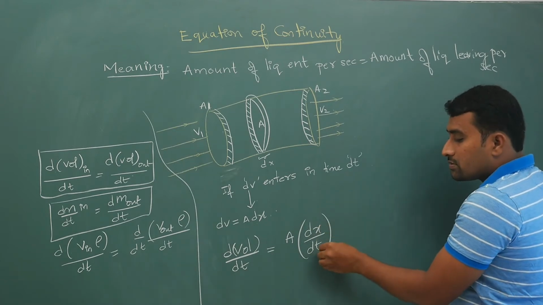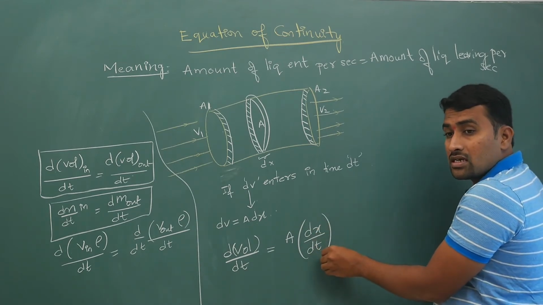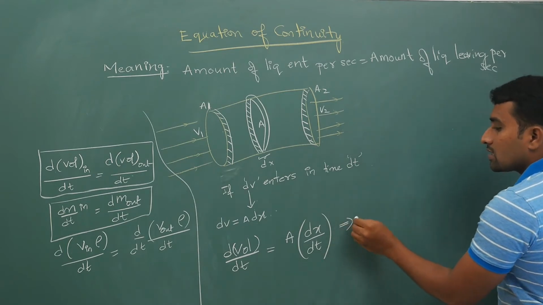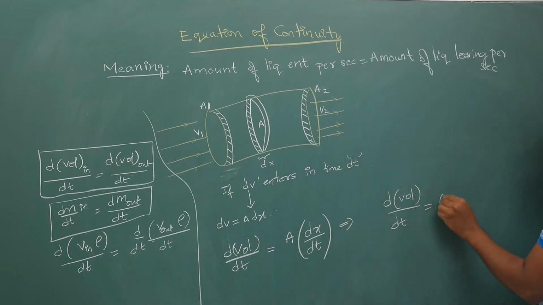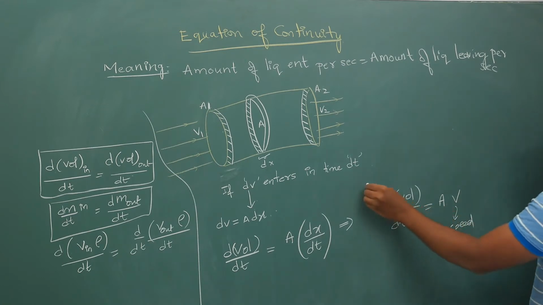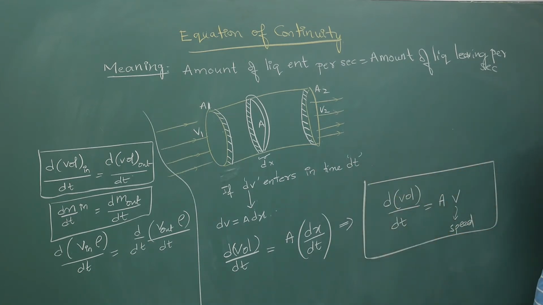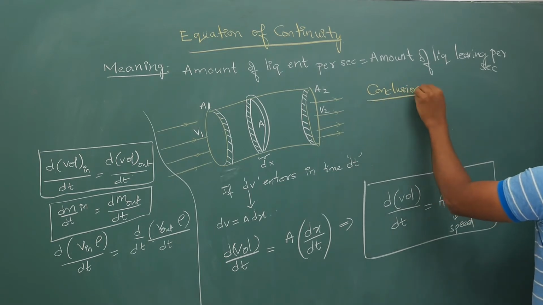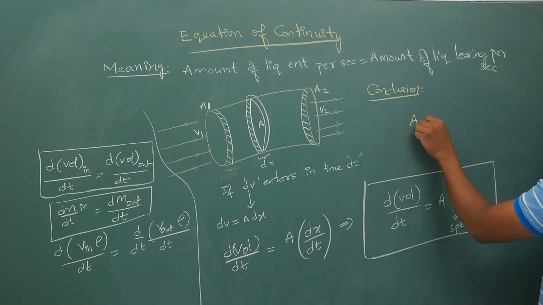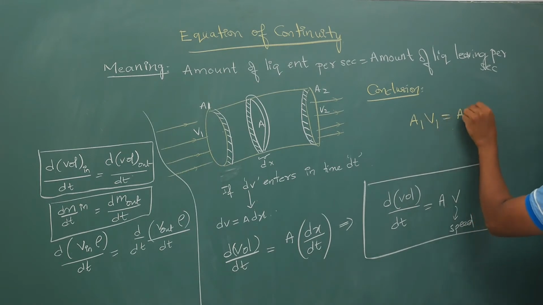Now dx by dt is displacement by time, which is nothing but your velocity or speed. So the derivative of volume with respect to time is area of cross section times speed. So your volume rate is area of cross section into speed. Now what your equation of continuity says, your final conclusion, is A1 V1 is equal to A2 V2.